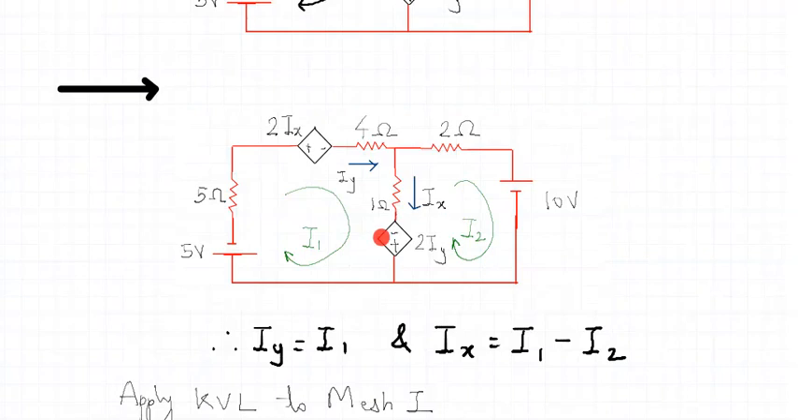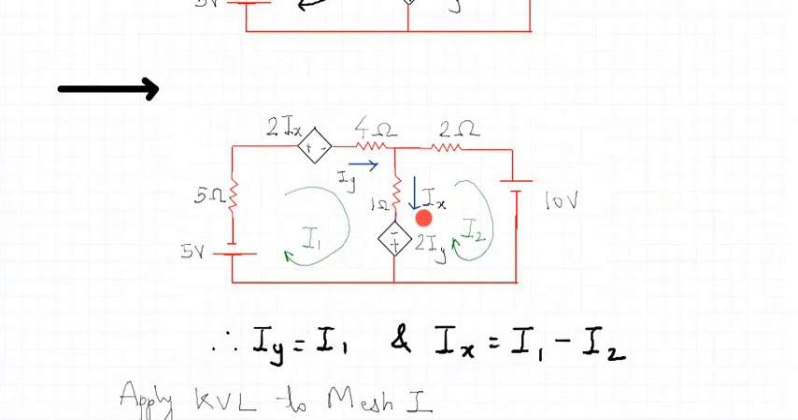But before we go to KVL, since we have dependent sources, let us analyze the dependent sources first and then we'll apply the KVL. We will express those dependent sources in terms of the currents that we have used in the network. So what is my Iy? Iy is nothing but I1, because I have assigned the current in this loop as I1. Before we apply the KVL, we said that Iy is nothing but I1.